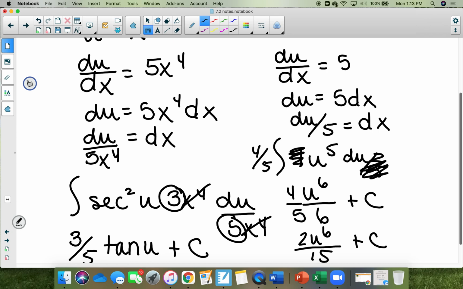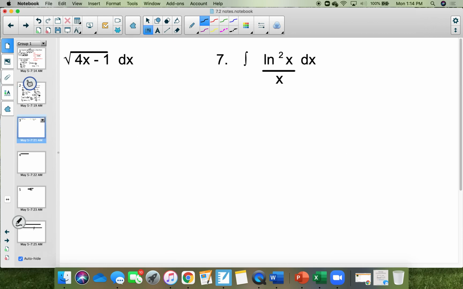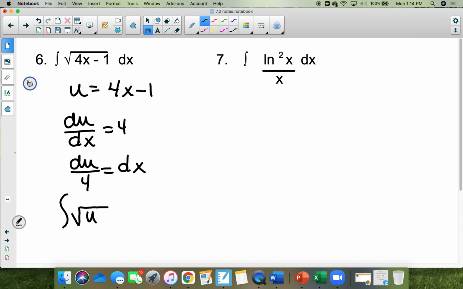Okay, a couple more. We just keep doing kind of the same steps over and over again. Recognizing the u. The u is the part on the inside, 4x minus 1. du over dx equals 4. So du divided by 4 equals dx. Kind of go a little quicker here. The inside part is the square root of u. In place of dx, put du over 4. But remember that this is u to the 1/2 power.